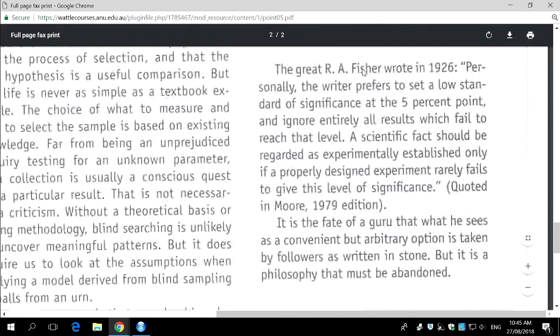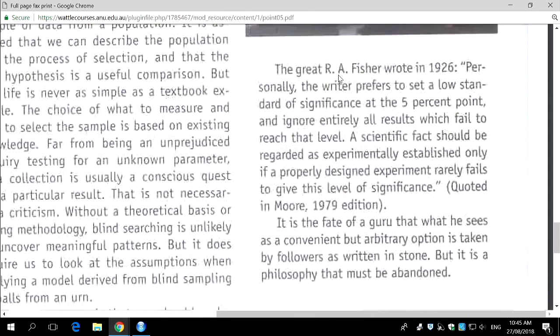The great R.A. Fisher wrote in 1926, "Personally, the writer prefers to set a low standard of significance at the 5% point and ignore entirely all results which fail to reach that level. A scientific fact should be regarded as experimentally established only if a properly designed experiment rarely fails to give this level of significance." Okay? That quote started everything.